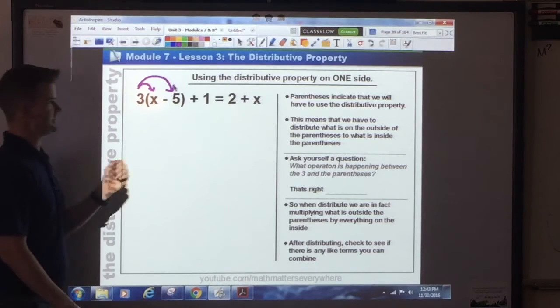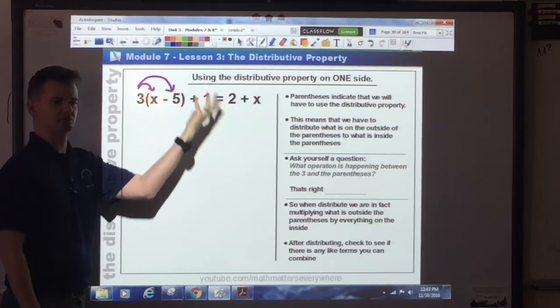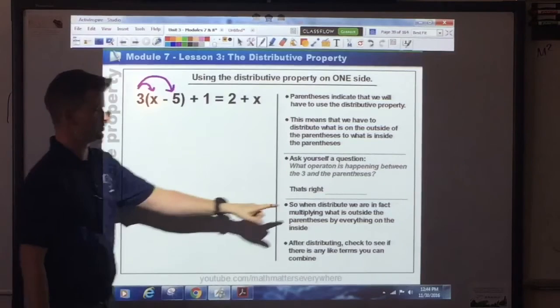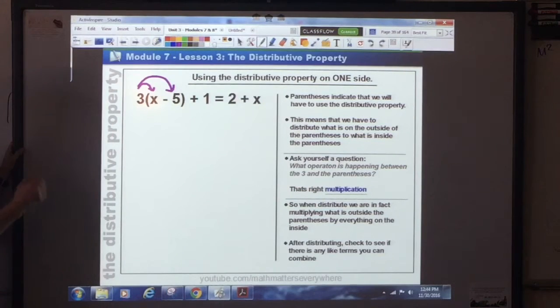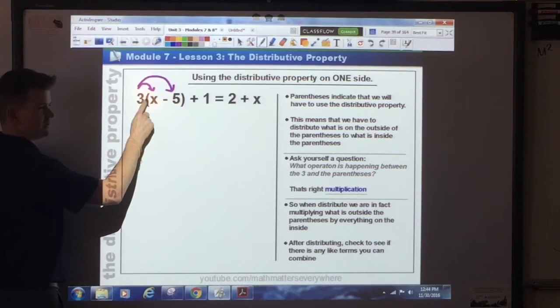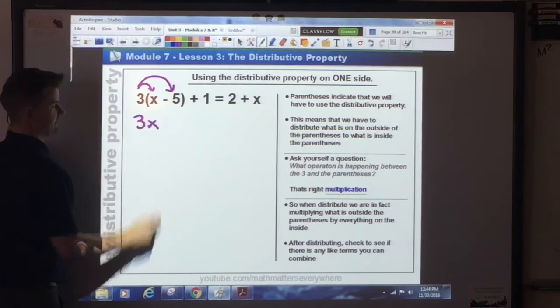So you're going to ask yourself, what's happening between the 3 and the parentheses? What operation's happening here? Multiplication. So all you're going to be doing is multiplication. You're multiplying and then you're solving the equation. So what is 3 times x, class? 3x.